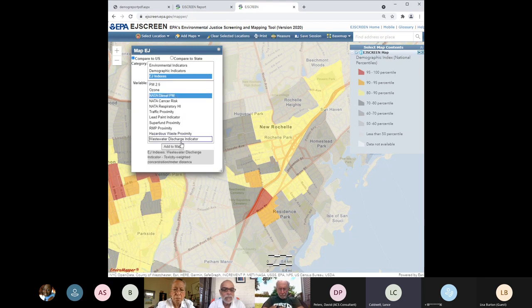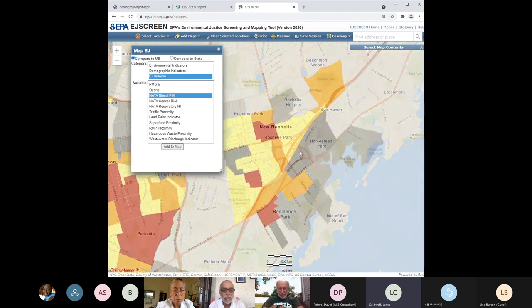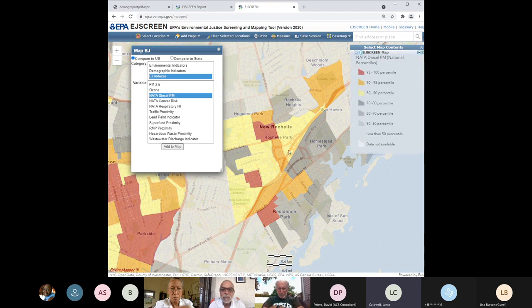So we'll go back to the diesel PM for this. This is the EJ index for diesel PM. And now we can see the areas where, once again, it's not simply that the environmental indicator is higher there, and it's not simply that the demographic indicator is higher, but this is where both are disproportionately high.